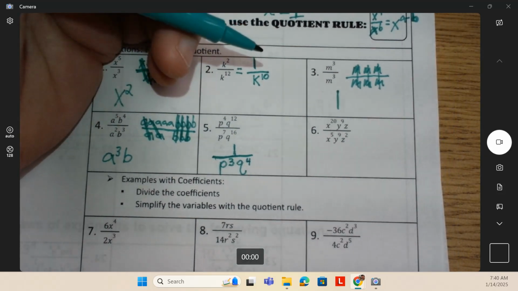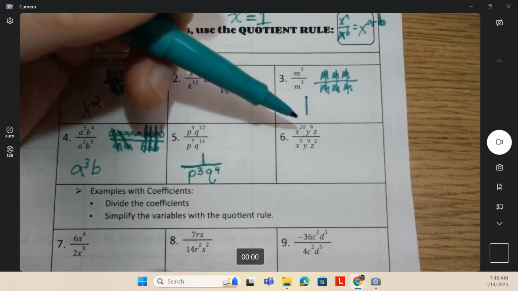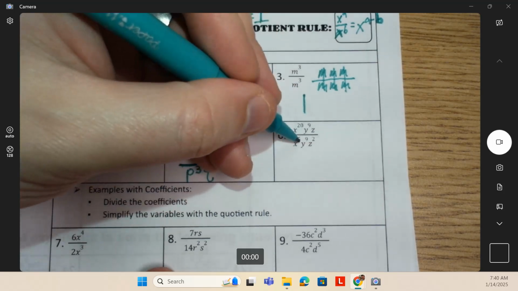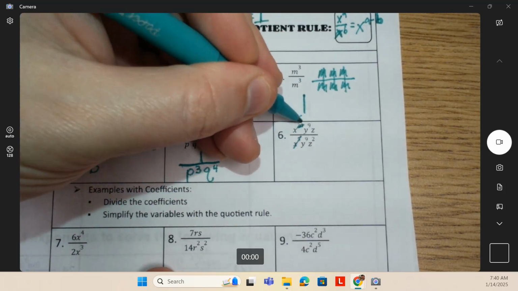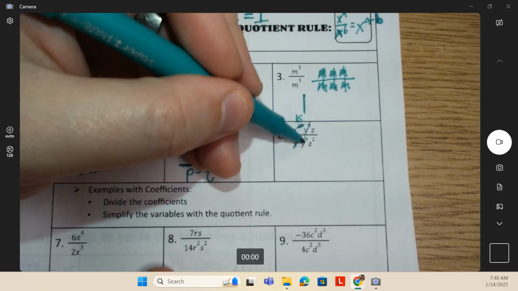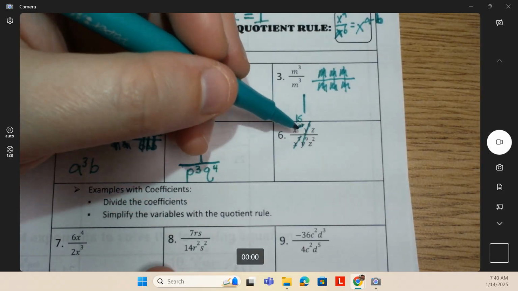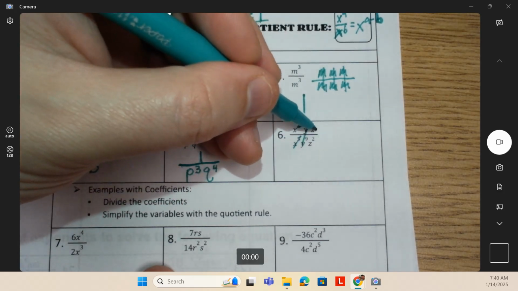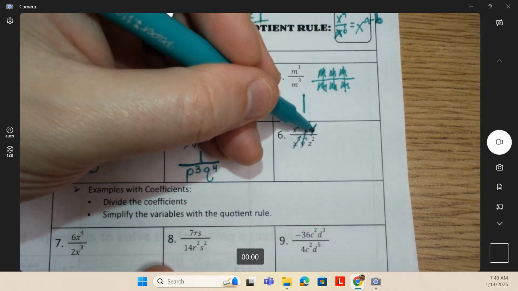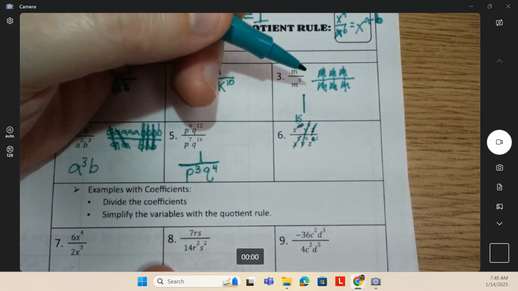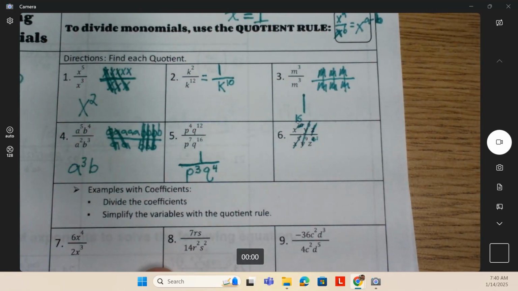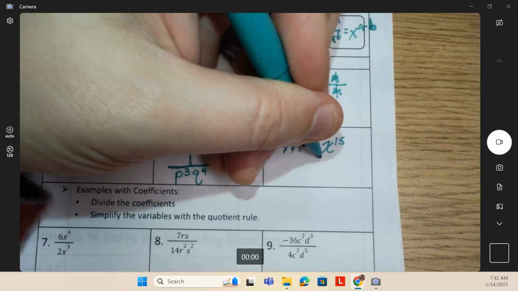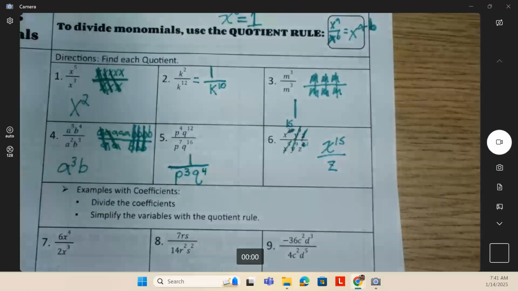So as I go through and do that, you can also, as you look at it, say, well, 20 minus 5 would give me 15. So cross that out and put a 15 there. 9 and 9, both of those cancel out and turn to 1. And 1 times anything else is itself. And then z to the first minus z squared takes away that, and that just goes to the first. So for this one, I end up with x to the 15th on top and just a single z on the bottom.